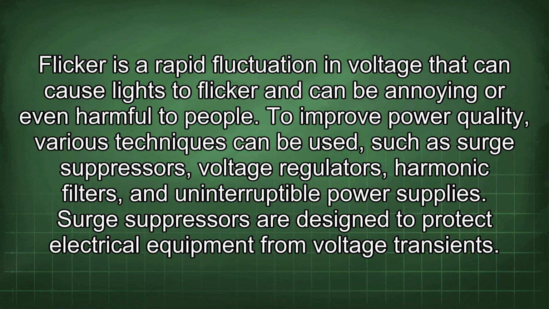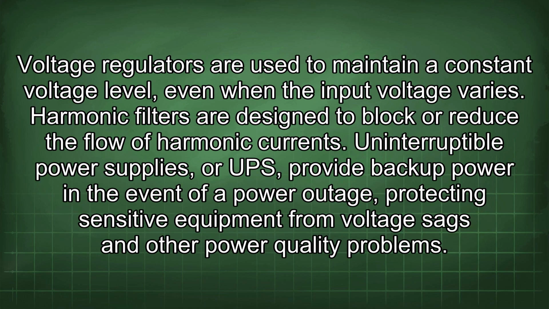Harmonics are distortions of the sinusoidal waveform of alternating current, as discussed previously. Flicker is a rapid fluctuation in voltage that can cause lights to flicker and can be annoying or even harmful to people. To improve power quality, various techniques can be used, such as surge suppressors, voltage regulators, harmonic filters, and uninterruptible power supplies. Surge suppressors are designed to protect electrical equipment from voltage transients.